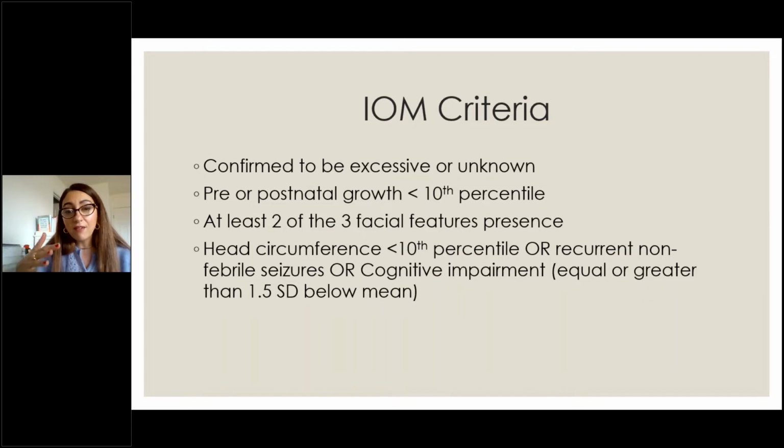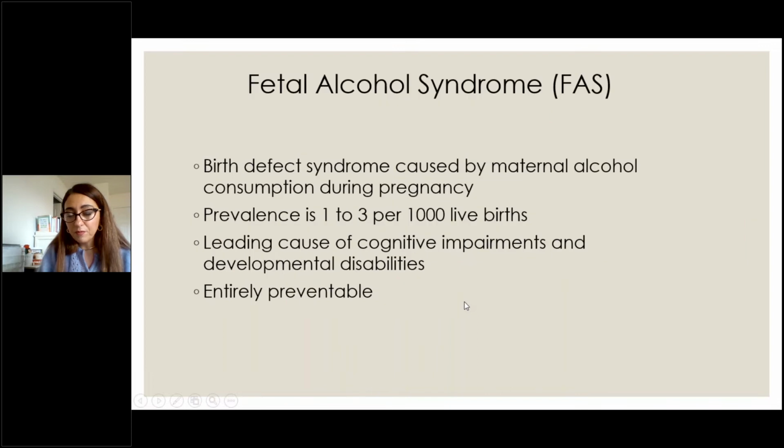If a child does not have the facial features, doesn't have the growth impairments, which we said a lot of them don't have, then all it relies on is the cognitive impairment, that's 1.5 standard deviations below the mean. So under this, what are some of the diagnoses that we can have?